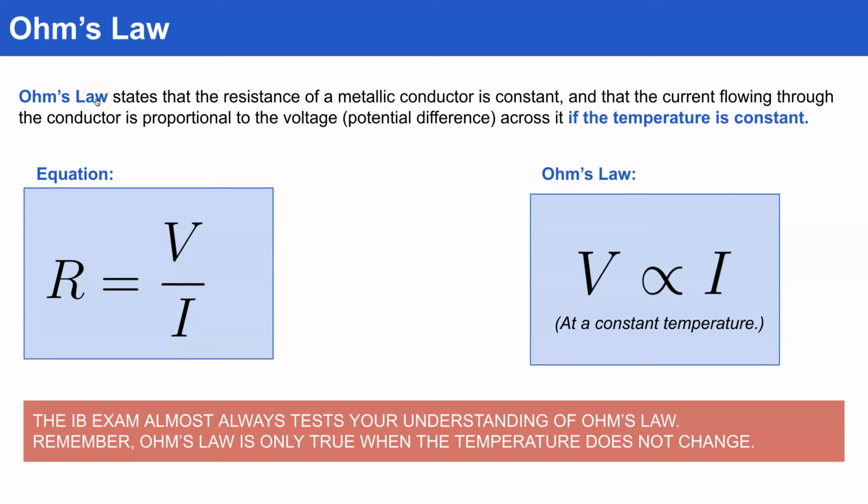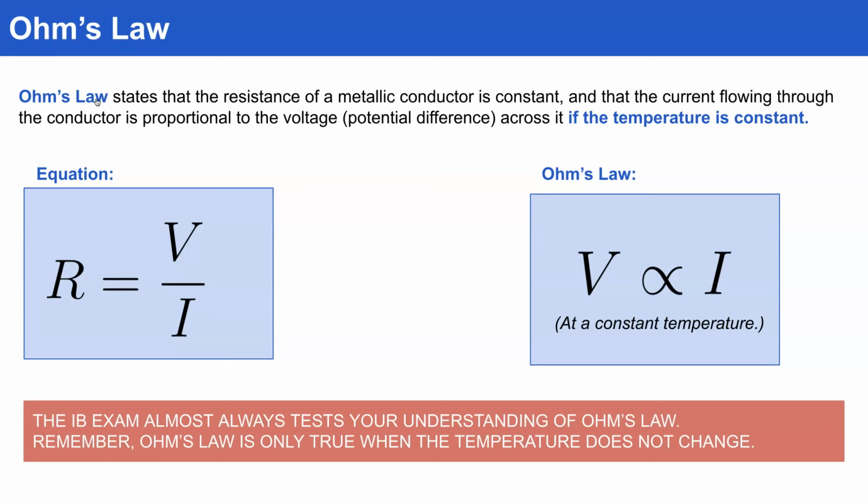Let's go ahead and talk about Ohm's Law here. So Ohm's Law states that the resistance of a metallic conductor is constant, and the current flowing through the conductor is proportional to the voltage or potential difference across it if the temperature is constant. This is the key point to Ohm's Law, and the IB physics exam loves to test this concept. Right? The resistance does not change if the temperature is constant in metallic devices.